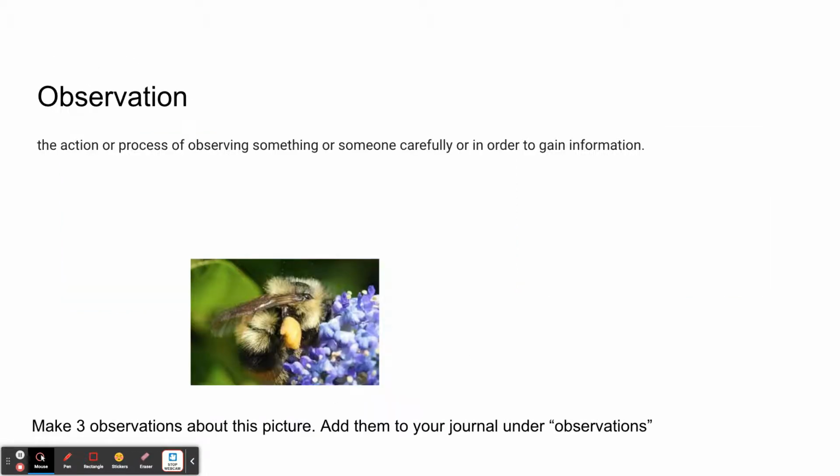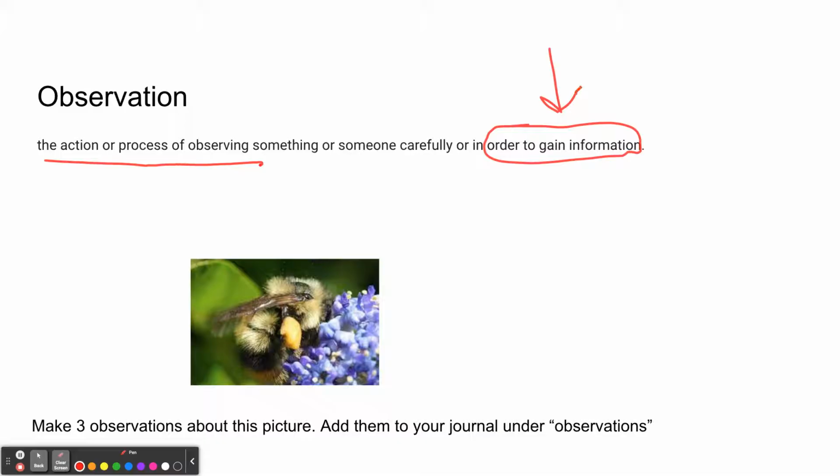So let's talk about observation to start. The definition for observation is here, the action or process of observing something carefully in order to gain information. So this is key right here, right? So we're gaining information about the world around us. This is where we figure out the why, okay? So there are two types of observation.